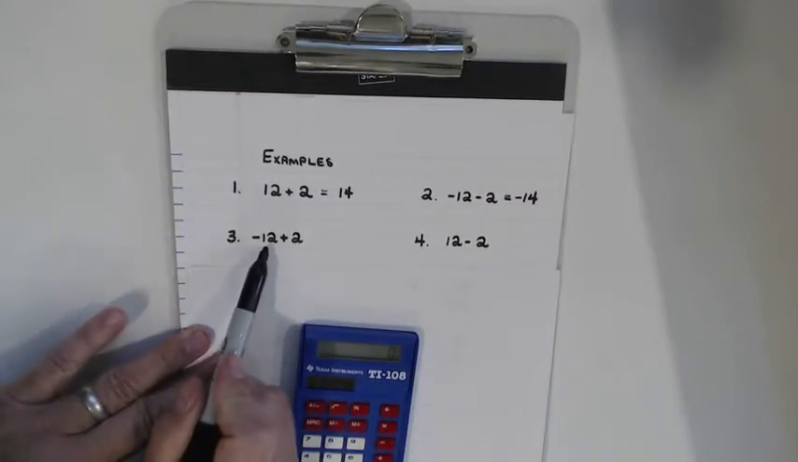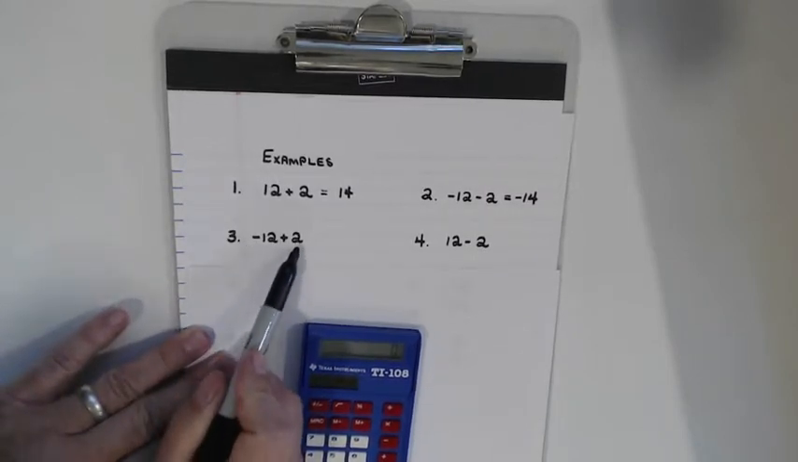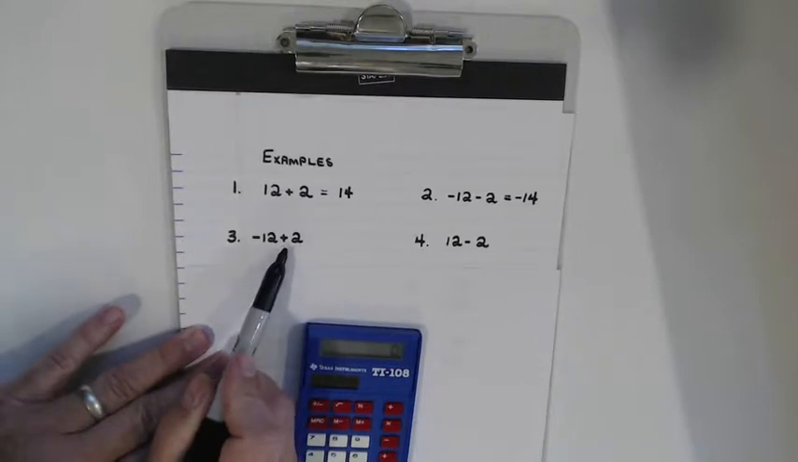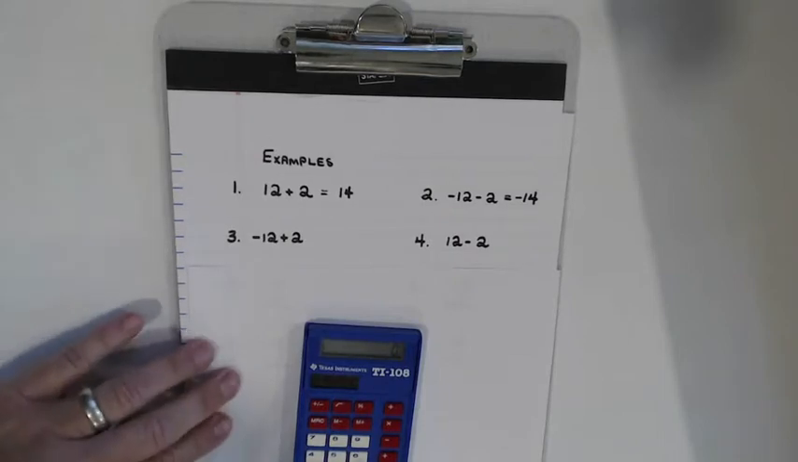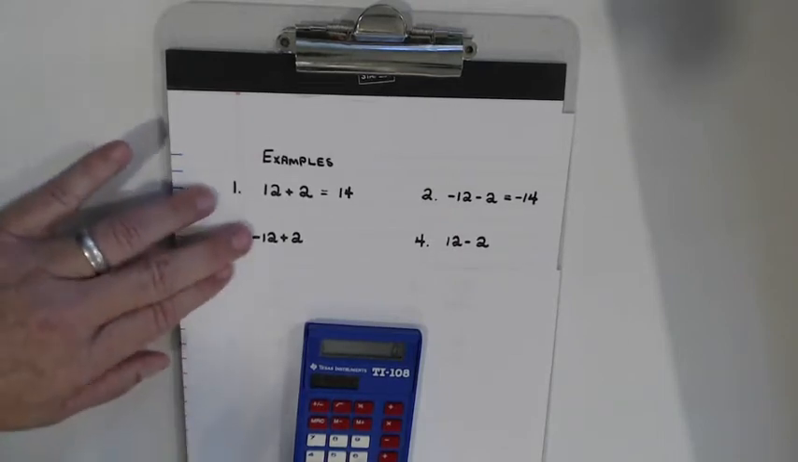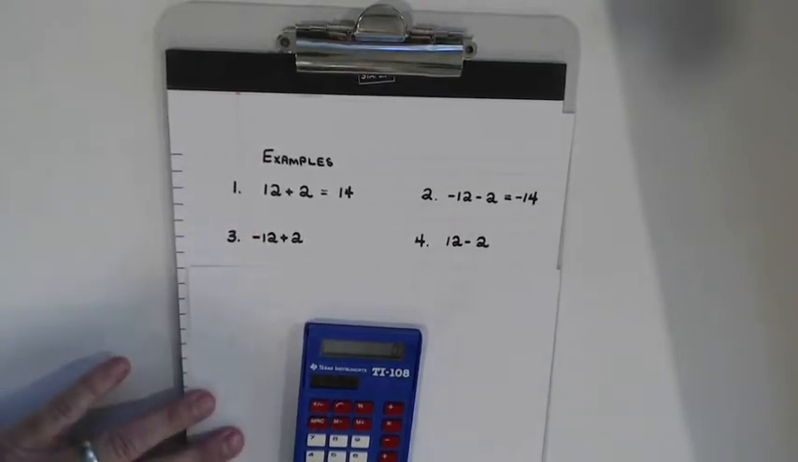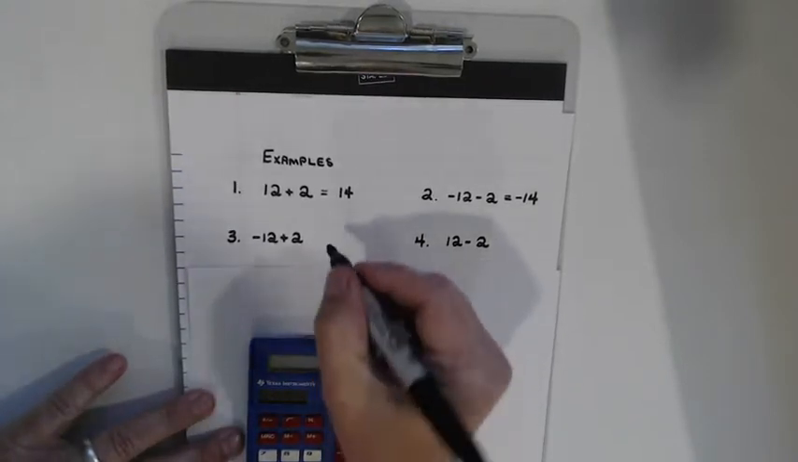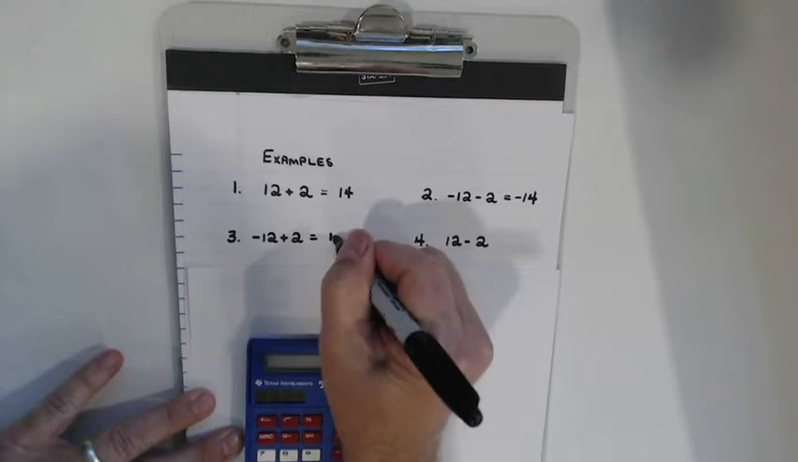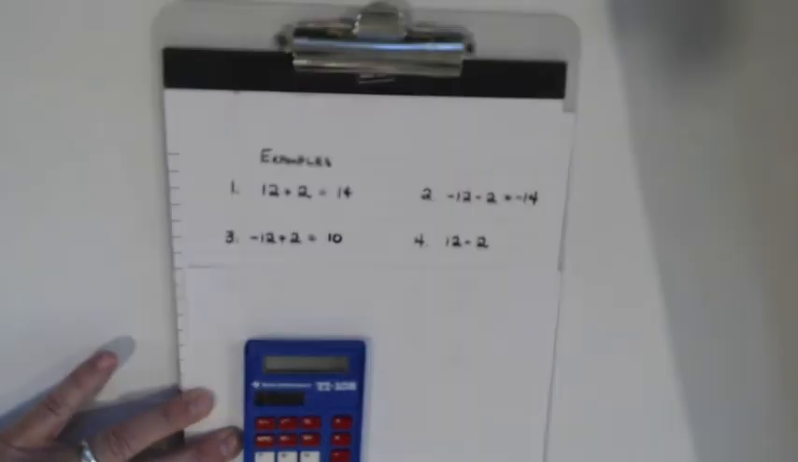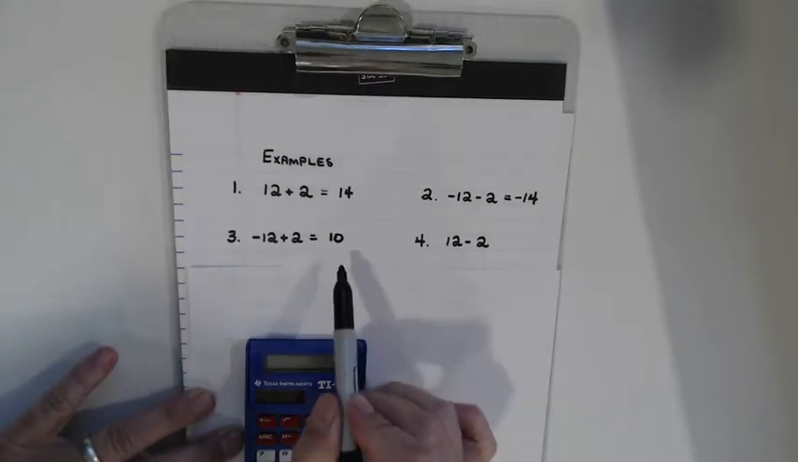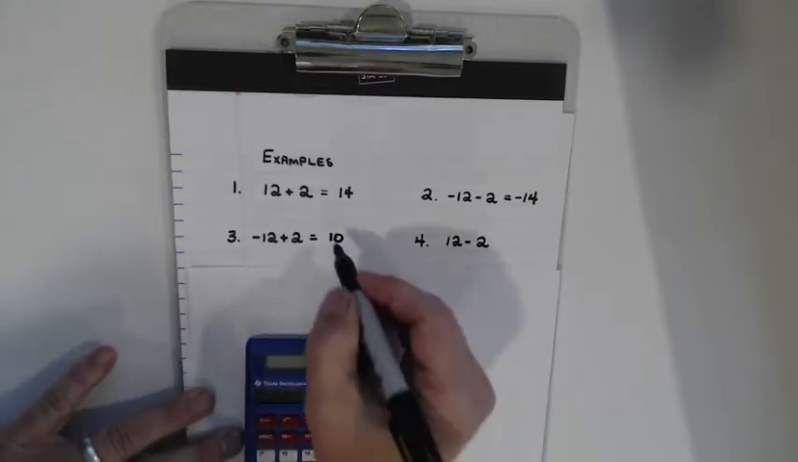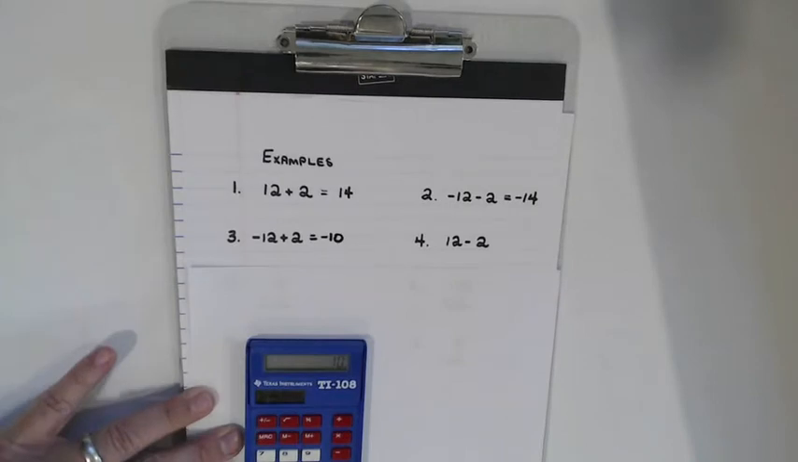This 12, I look in front, it's negative. This 2, I look in front, it's positive. The signs are different. If the signs are different, I subtract the numbers. I don't worry about the signs right now, I just subtract the numbers. So I go 12 minus 2 is equal to 10. Now I need to determine if that 10 is going to be positive or negative. Well, if the signs are different, I subtract and take the sign of the larger number. That means it needs to be a negative 10.